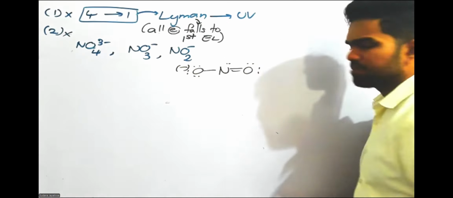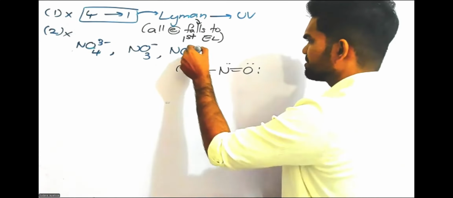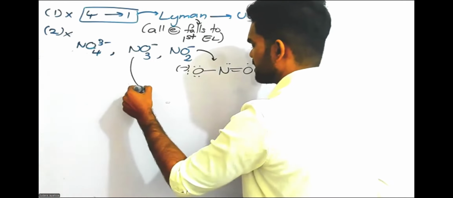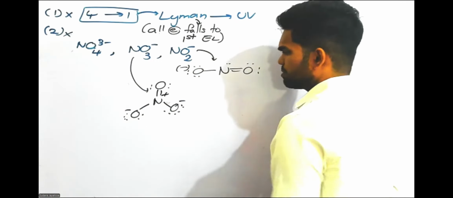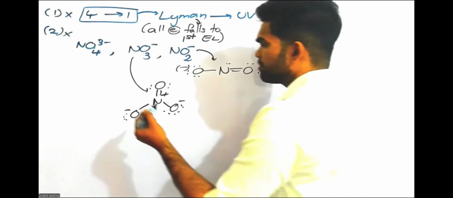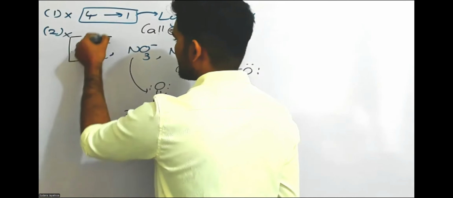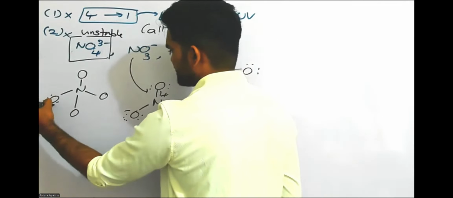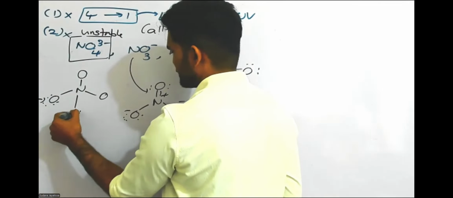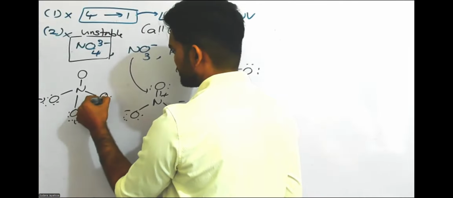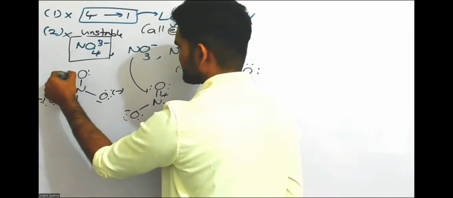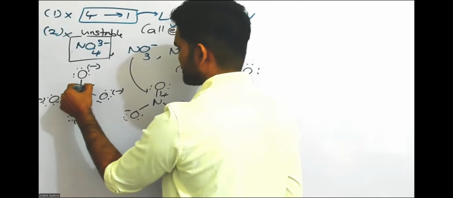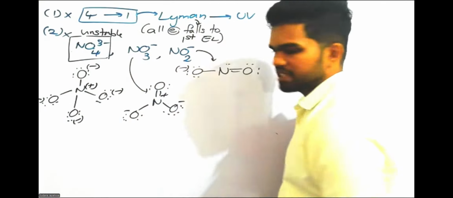Okay, there is not that much unstable nature seen, no? It's a good one. And NO3 minus is normal. But look at NO4 3 minus. This is the unstable one. You will have a tetrahedral ion, and each oxygen will contain a negative charge, and nitrogen will contain a positive charge.